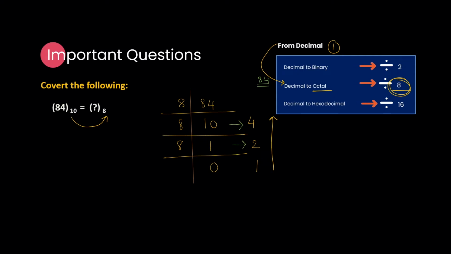We will follow the same concept. Divide the number until we get 0. We cannot divide 1 by 8, so it is 0 times. The remainder is 1. Let's note down the remainders from bottom to top. Finally, we got the answer.